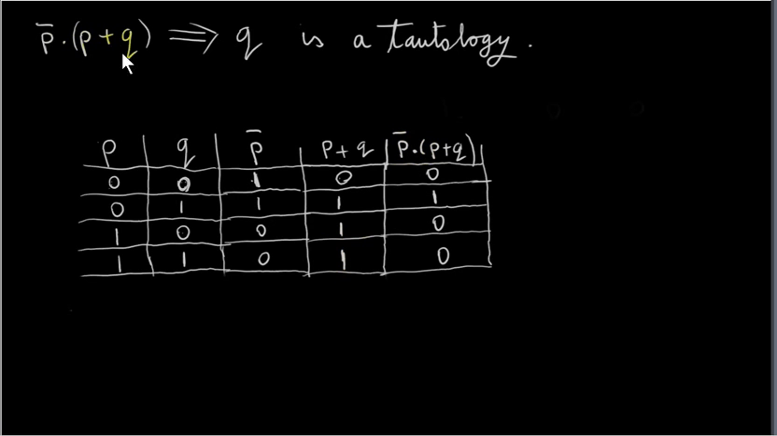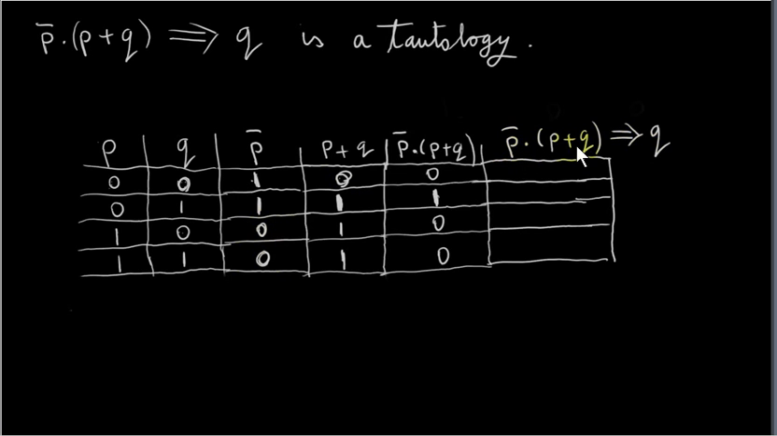Now let's look at the left-hand side of this implication. That is p bar dot p plus q. P bar and p plus q is true only when both p bar and p plus q are true. So that happens here. P bar is 1 here and p or q is 1 here. So p bar dot p plus q is 1. And it's 0 for the other values because we have the zeros appearing here, here, here, and here.